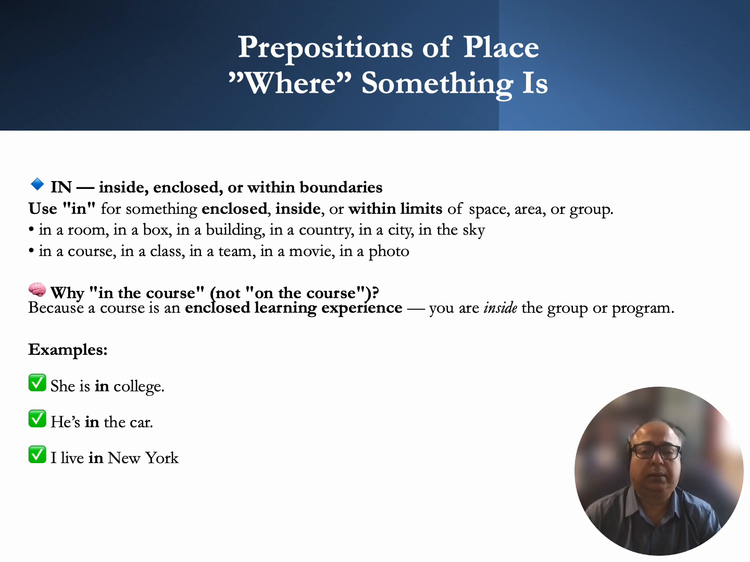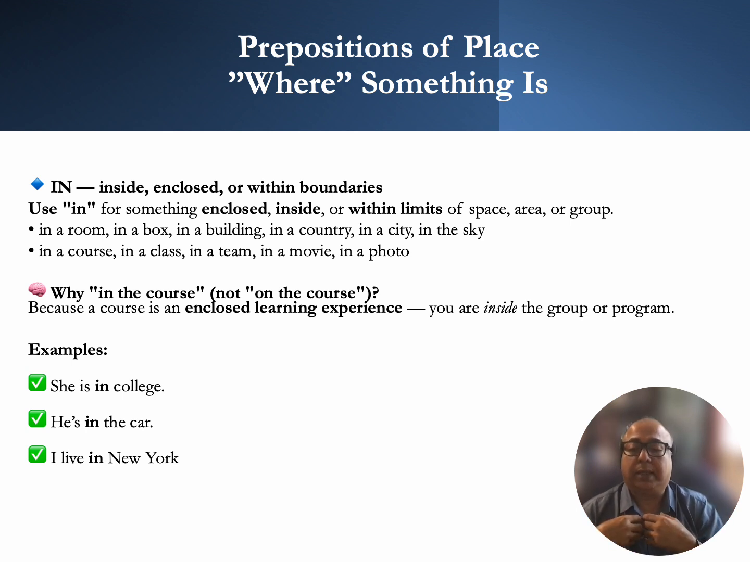Where something is, that's preposition of place, is in the room. In means inside. That's an enclosed space, right? Or within boundaries. Okay, so use in for something that is inside or within limits of space or group. In a room, something is in a box, it's an enclosed space, right? In a building, in a country, in Japan, in China, in the US or in the United States of America, in Mexico, in a city.